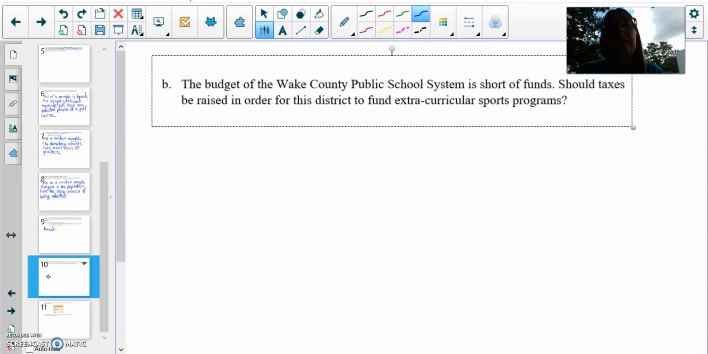The budget of the Wake County Public School System is short of funds. Should taxes be raised in order for this district to fund extracurricular sports programs? This is a fair question because the way that sports programs are funded is through the taxes, so you're not influencing them to answer yes or no, you're just asking their opinion.